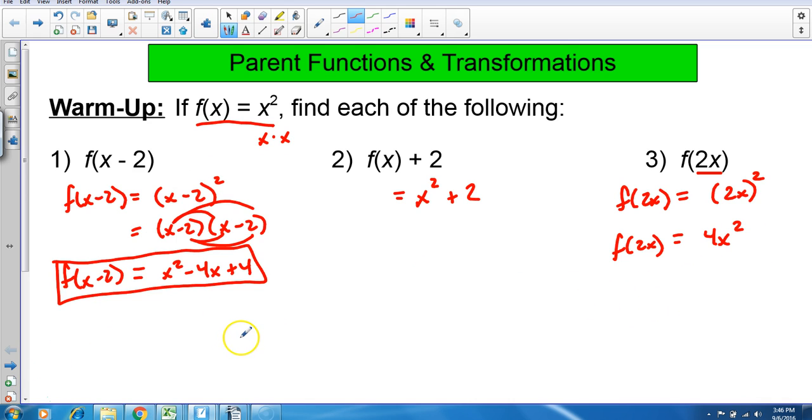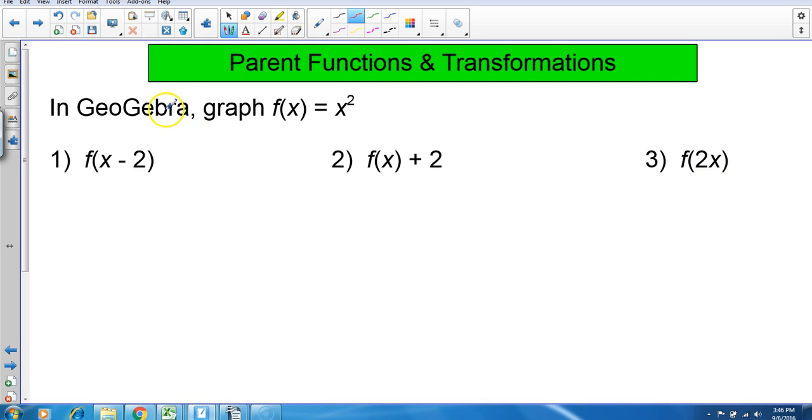So this is a nice little reminder of how we evaluate for particular inputs and or outputs, how we can change input and output. What we want to do now is relate what we call parent functions to what we can do with those functions and how changing the input or the output changes the functions. All right, so what we're going to do is in GeoGebra, we're going to look at the graph of f of x equals x squared.